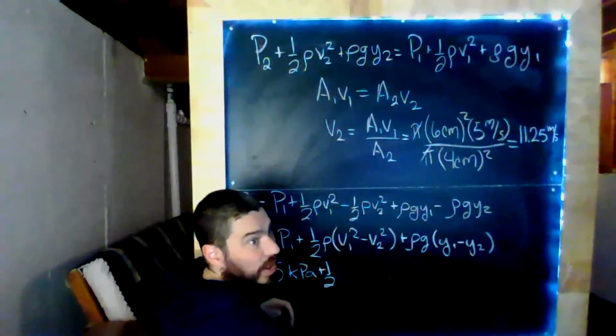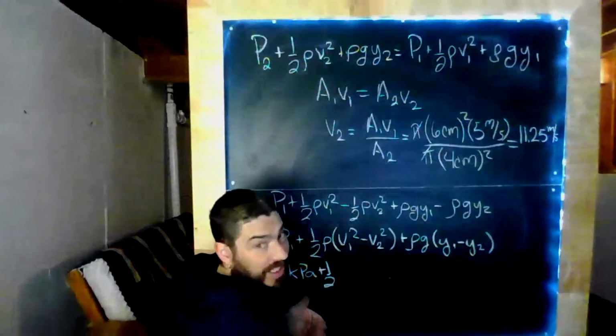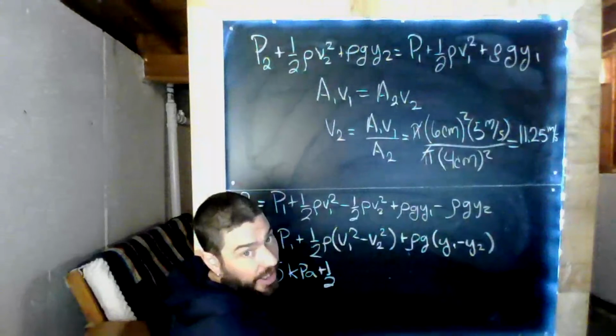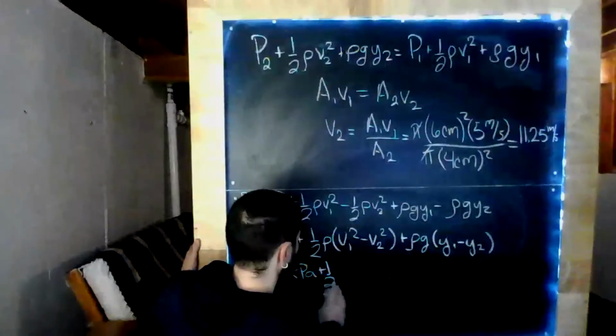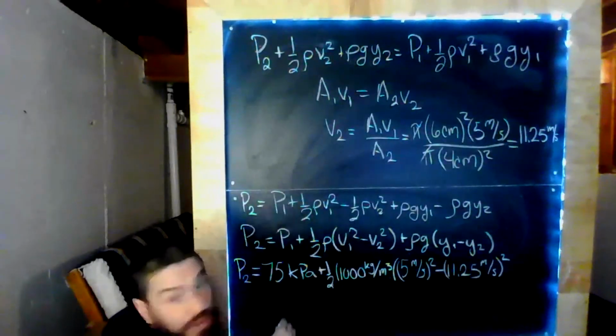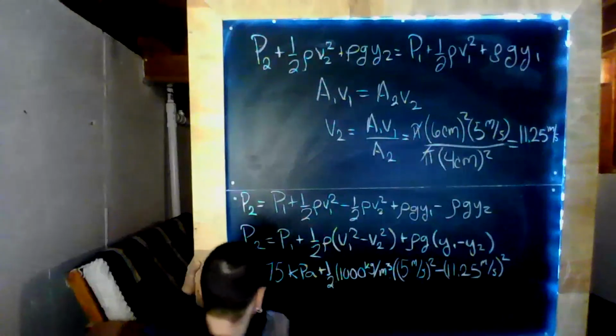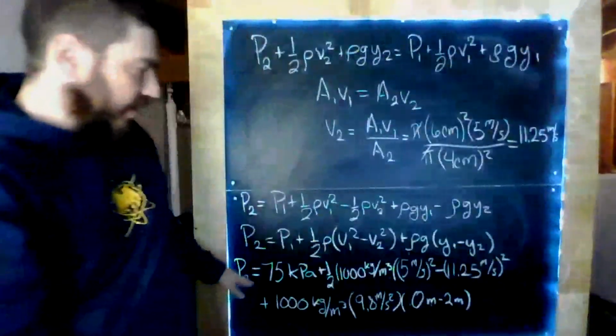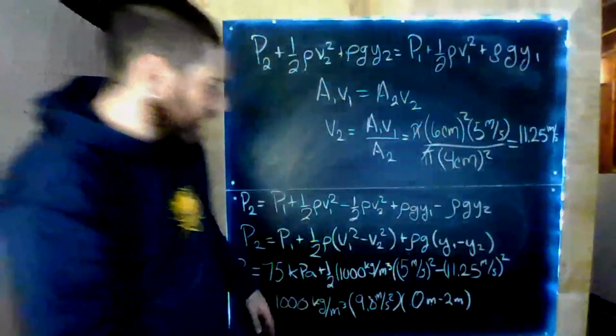Notice they didn't tell us what the density was, but it tells us water, right? And we know that the density of water is 1,000 kilograms per meter cubed. I'm going to have to do a new line because I'm out of room here. Okay, so now I've plugged in my numbers. Nothing too tricky.